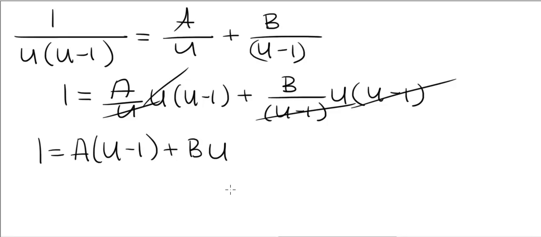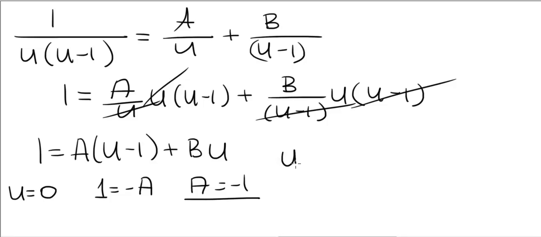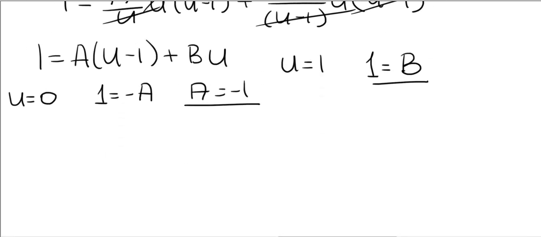We can evaluate for a and b using a couple of different methods. Probably the easiest is to plug in 0 for u first. That gives us 1 equals minus a, or a equals minus 1. And let's plug in 1 for u. We still have 1 on the left, and on the right we just have b. So b is 1 and a is minus 1.